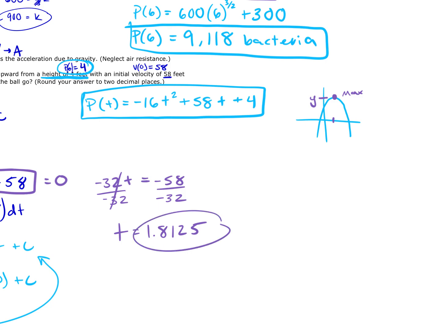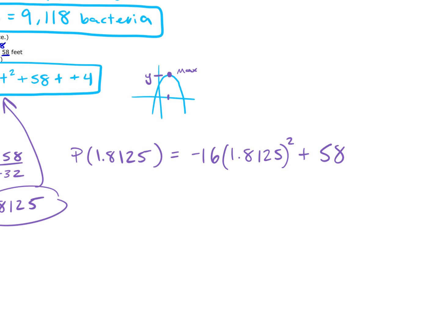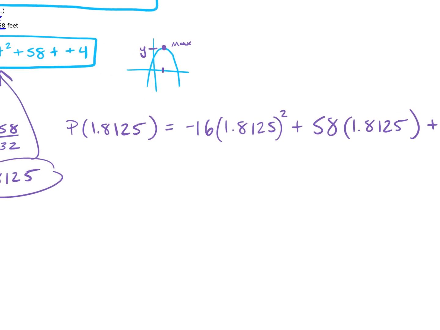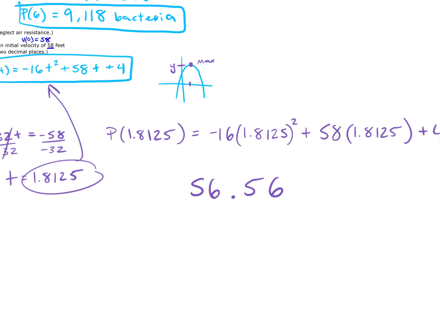We plug it into our original function, which our original was the second antiderivative here, but we'd plug it into our position function. So I'm going to plug that into the t's. So p of 1.8125, when you plug it in the calculator, this would be negative 16 times 1.8125 squared plus 58 times 1.8125 plus 4. So we should get 56.56 when we round to 2 decimal places. And what unit are we talking about? Feet.